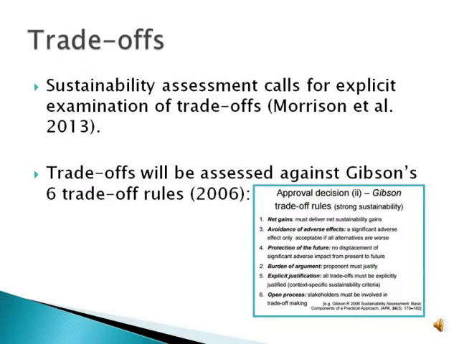Trade-offs. According to Morrison and Pope, sustainability assessment calls for an explicit examination of trade-offs both during development and approval. Even if they should be minimized or avoided, it is recognized that some projects may have an adverse impact on some sustainability principle and that some trade-offs are inevitable. Therefore, we're going to assess our proposal against Gibson's six trade-off rules.